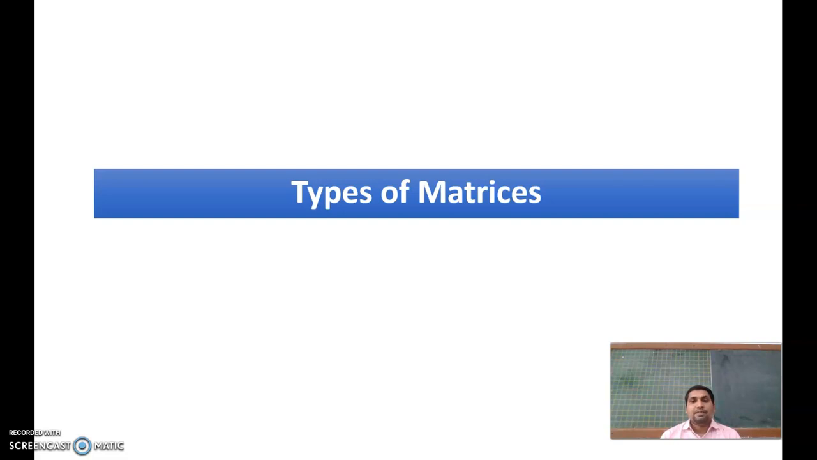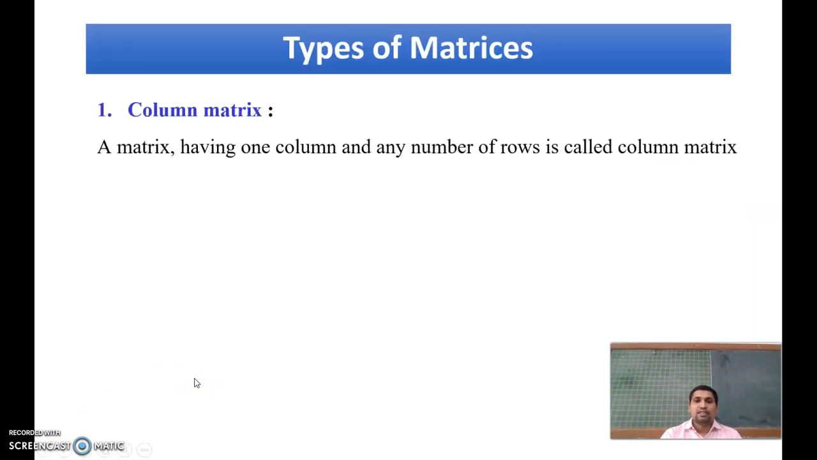The matrices are divided into various types. So now we'll see those types one by one. The first type of matrix is a column matrix. What is a column matrix? A matrix having one column and any number of rows is called a column matrix. That means the matrix has only one column. How many rows for that matrix? That doesn't matter. It requires only one column. Now we'll see examples of it.